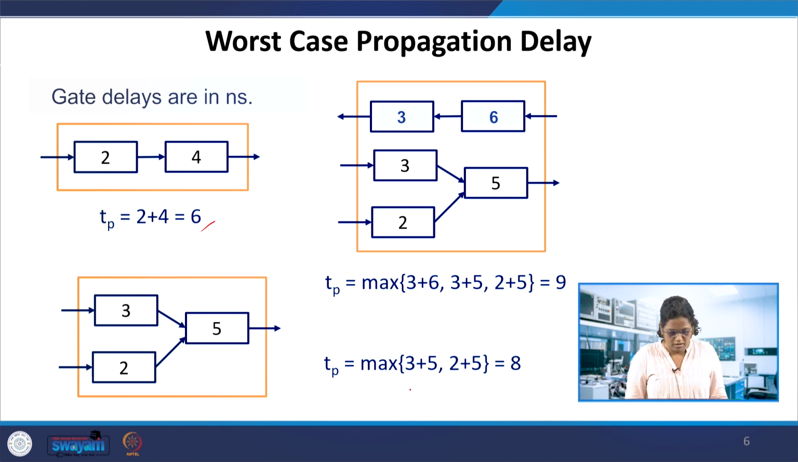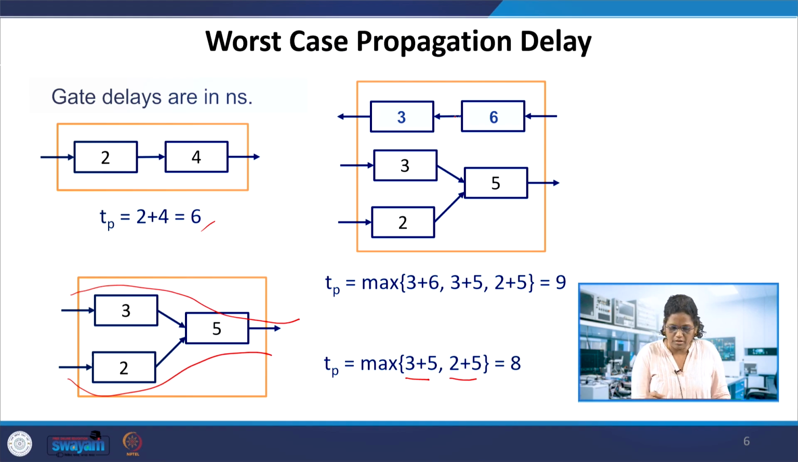In the second case, we have two parallel combinational circuits and one circuit common to both. From input to output you take all the paths. Here is one path and here is the second path. So 3 plus 5 is 8, and 2 plus 5 is 7. One path takes 8 nanoseconds and the other takes 7 nanoseconds. The maximum, 8, is the propagation delay.